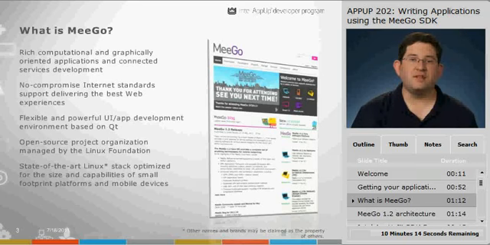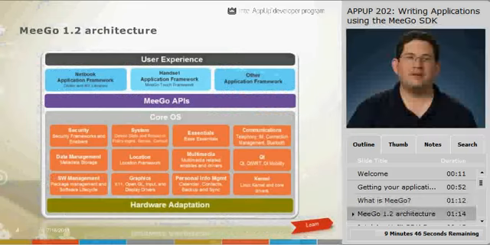MeeGo features an easy-to-use, flexible, and powerful UI and app development environment based on the powerful Qt application building platform. It enables developers to quickly and flexibly write applications, compile them directly to Windows, MeeGo, Mac, and Linux systems. It's an open source project managed by the Linux Foundation, and its state-of-the-art Linux stack is optimized for the size, power, and capabilities of mobile devices.